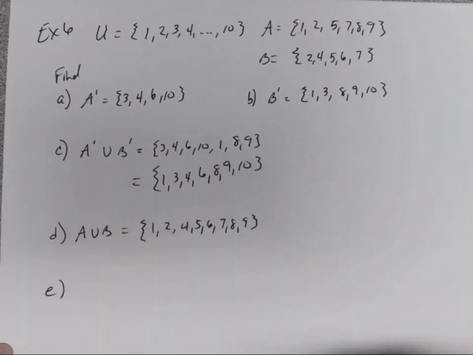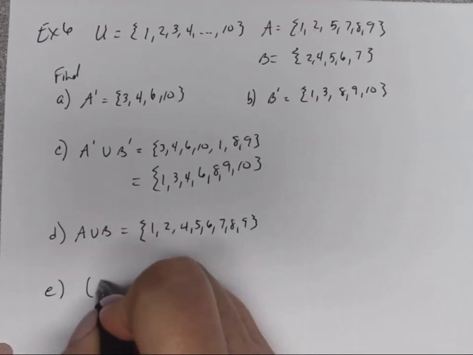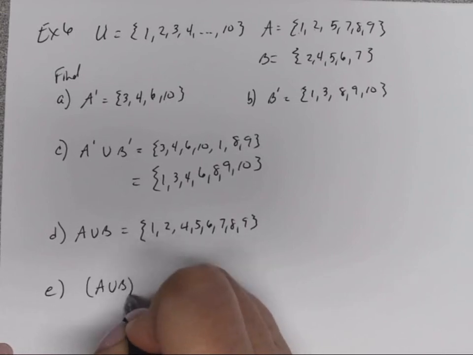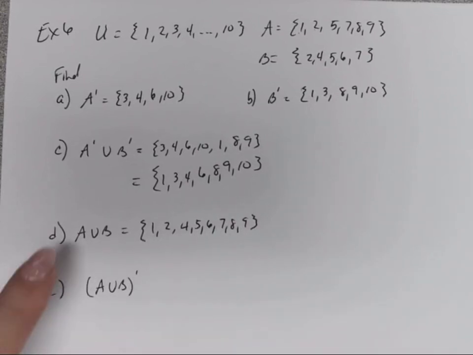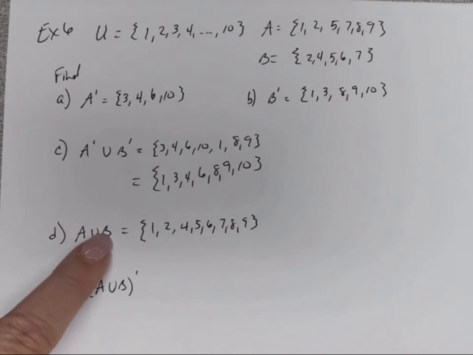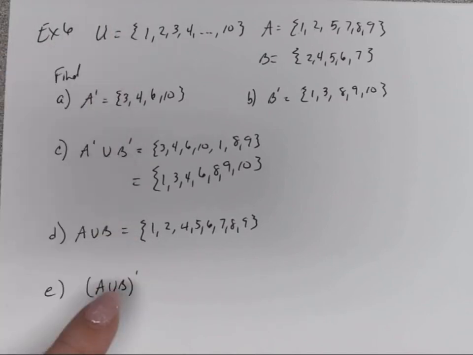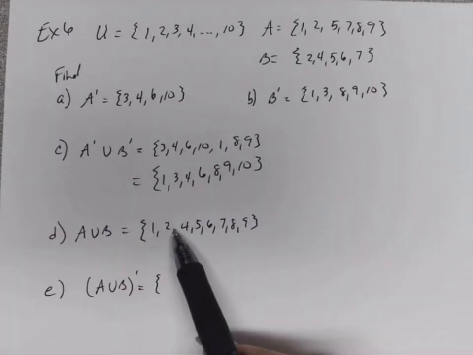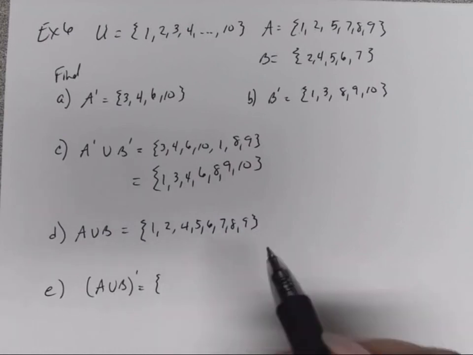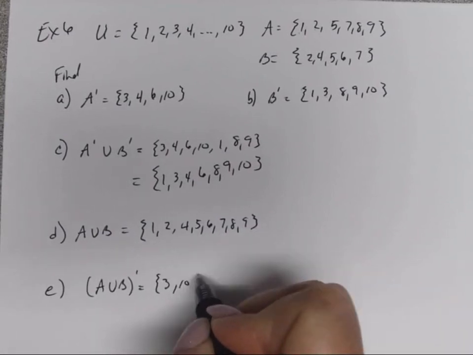All right, part E, we would have A union B complement. So we're going to take the complement of this. Looking at our universal set, we're taking the complement of this. Well, we know it's 1 through 10, so we're missing a 3 and we're missing 10. So this would be 3 and 10.